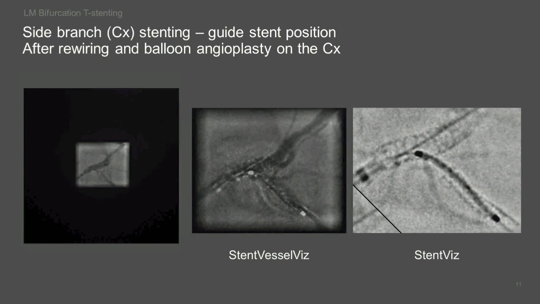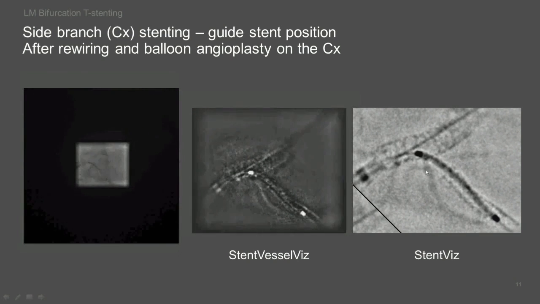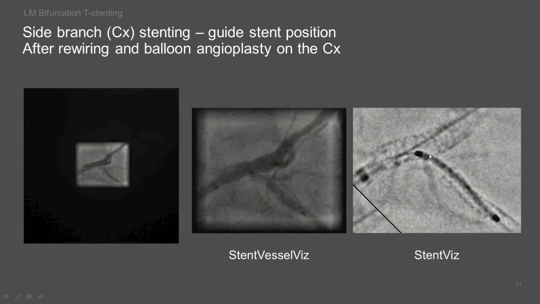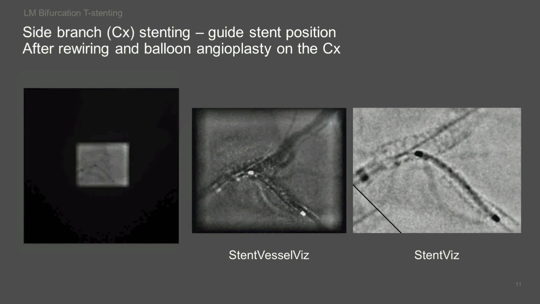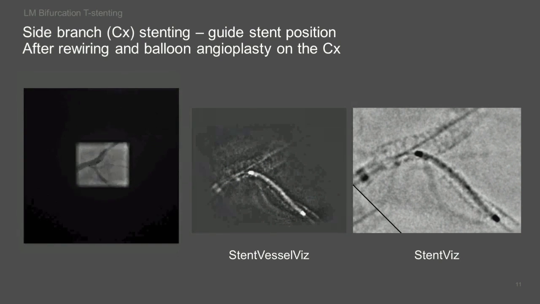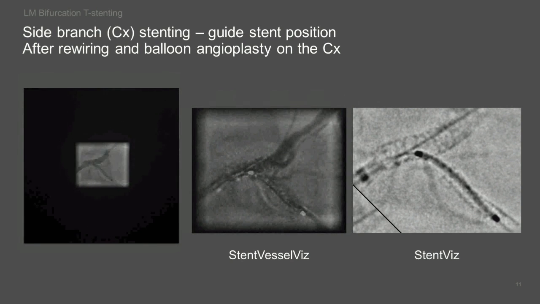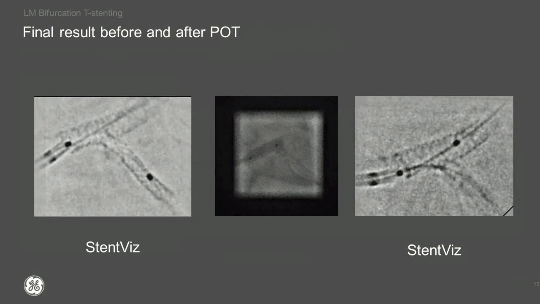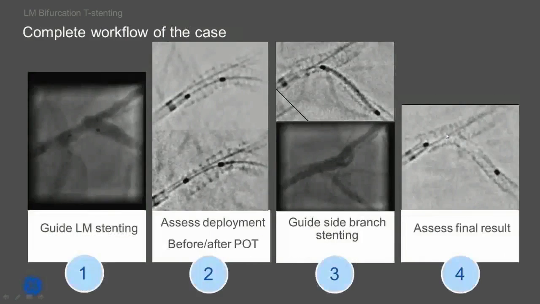It is very useful and very quickly done, and here you can clearly assess the positioning of the second stent, minimizing the overlap inside the left main, and to be sure that we will not have a geographic miss of the ostium of the circumflex. Here we have the result of the stent vis. We can do a re-POT at the end of the procedure to be sure that the stent is well impacted, and then we can assess the result of the overall bifurcation.